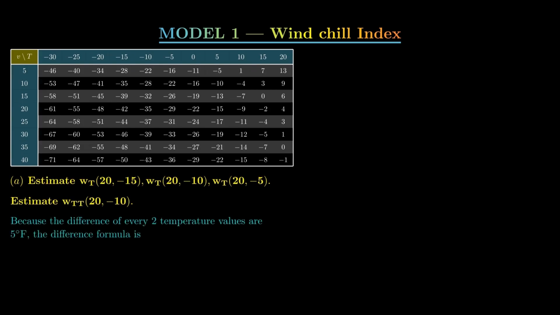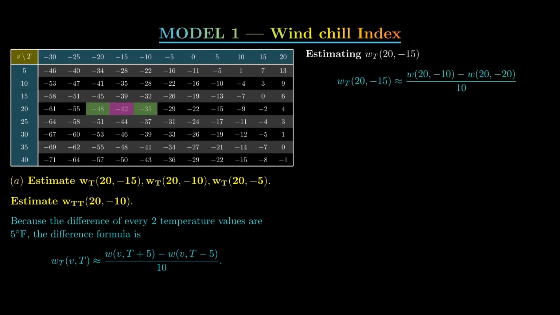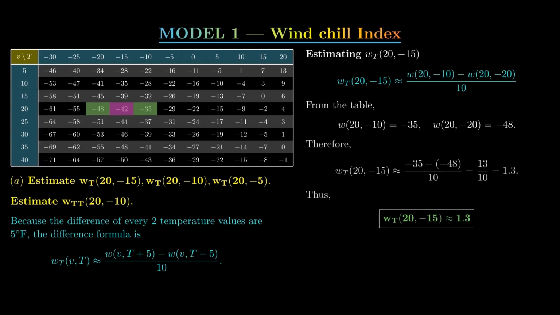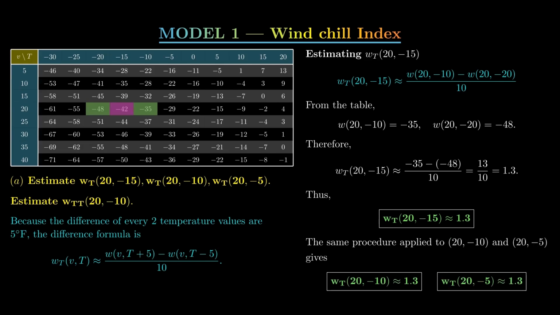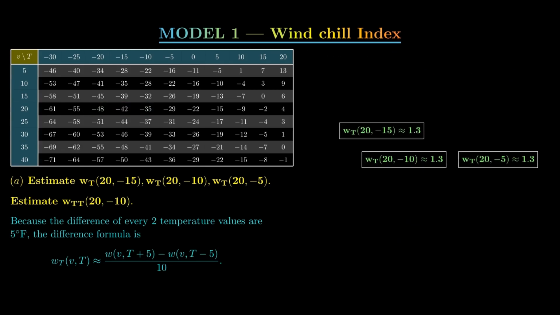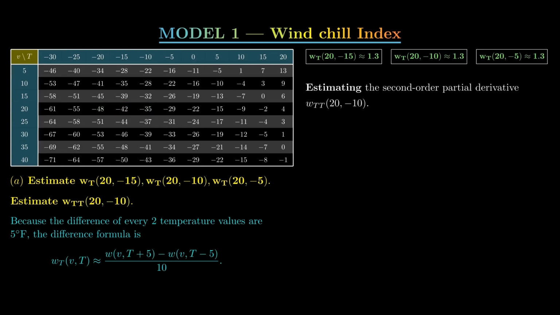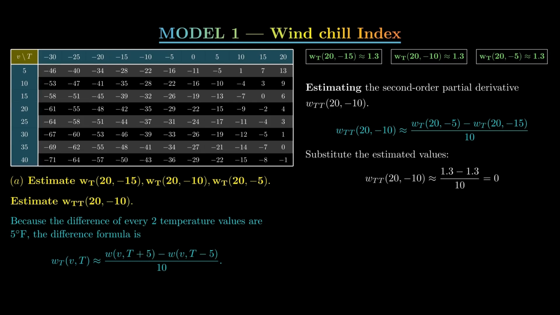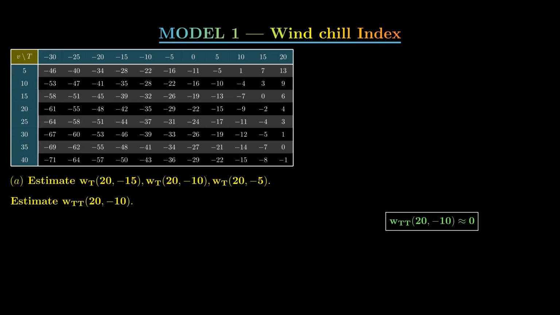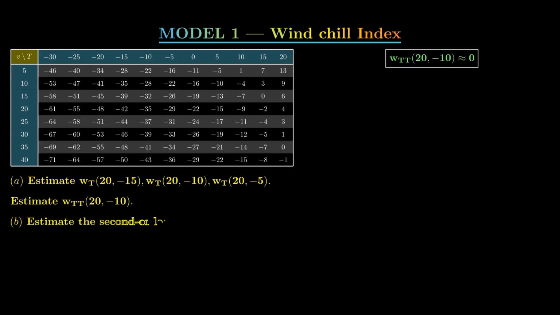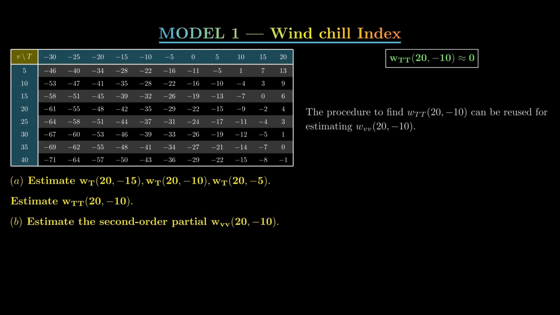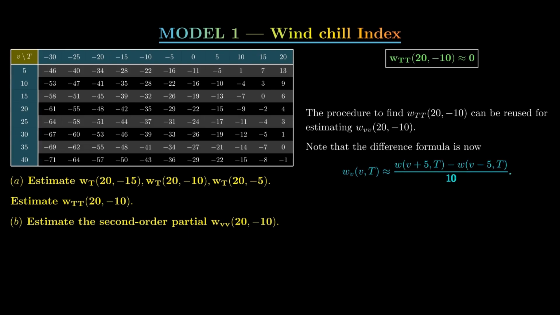First, we estimate the first-order partials. We ignore the speed change, focusing on the surrounding wind chill indices. Substitute these data into the equation, and we will get what we want. Now let's estimate the second-order partial derivative, W sub tt. Note that the procedure to find pure partials can be reused, but the difference equations are not the same.